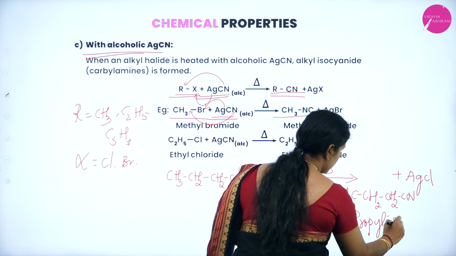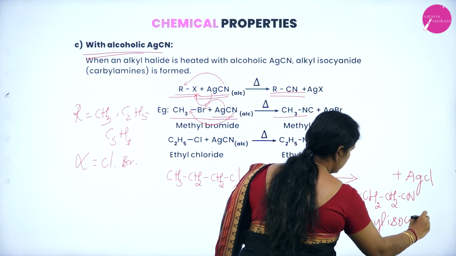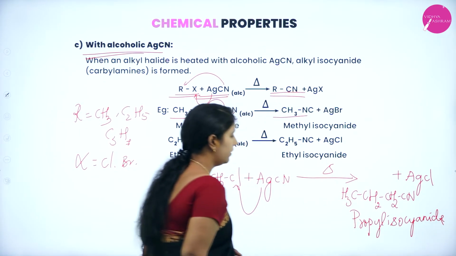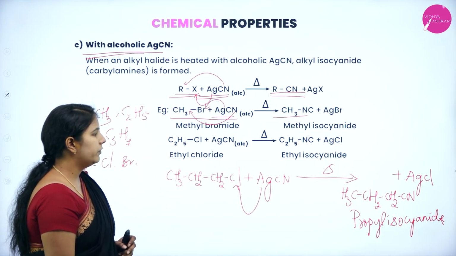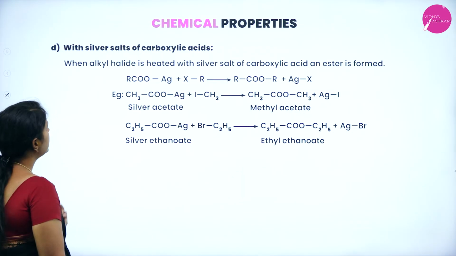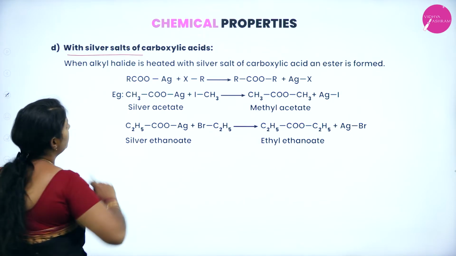Propyl isocyanide. Okay, this is how we can rewrite the reaction with the AgCl. Next we have the reaction with the silver salts of carboxylic acid.